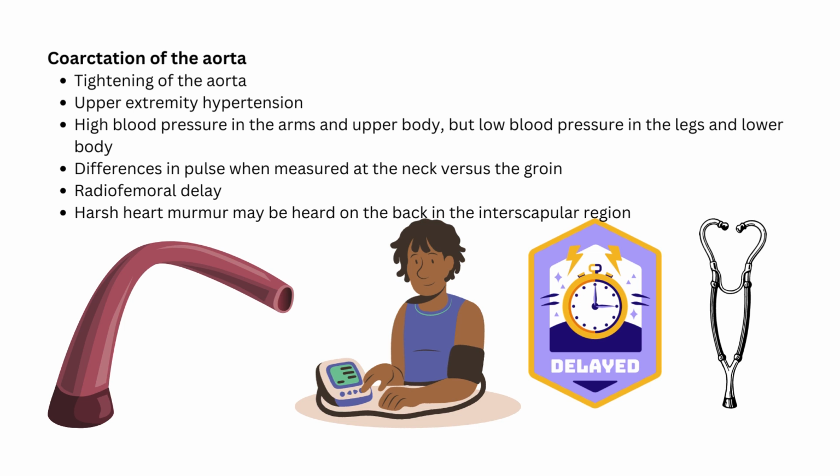Coarctation of the aorta. This condition involves tightening of the aorta, the main artery on the left side of the heart. Coarctation restricts normal blood flow. Older children or adults present with upper extremity hypertension, leading to early coronary artery disease, aortic aneurysm, and cerebrovascular disease. High blood pressure in the arms and upper body, but low blood pressure in the legs and lower body. Differences in pulse when measured at the neck versus the groin, radiofemoral delay. A distinctive, harsh heart murmur may be heard on the back in the interscapular region.